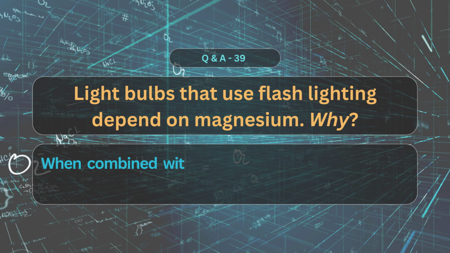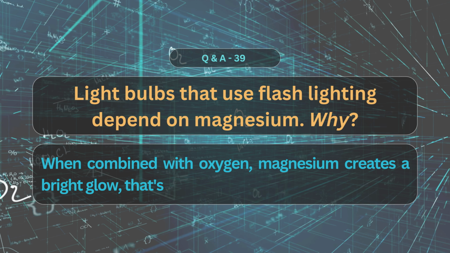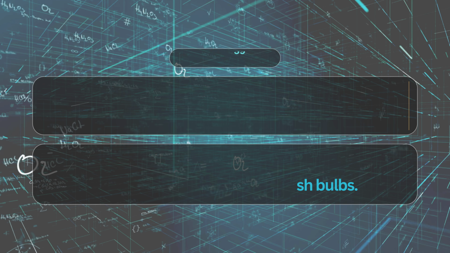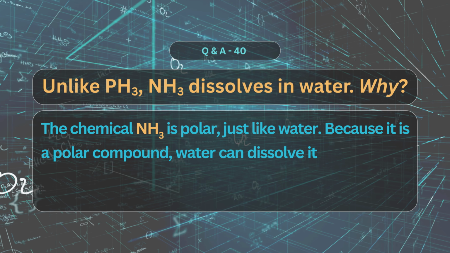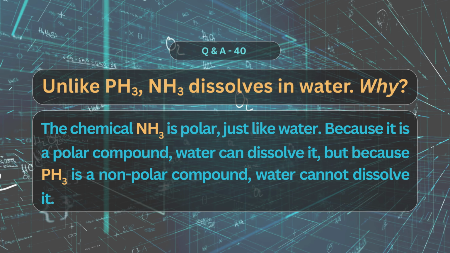Real-world application. Why is magnesium used in flares and flashbulbs? Its incredibly bright combustion is a favorite general science fact in GCSE. Comparing gases. Ammonia is highly soluble in water, but phosphine is not. It all comes down to intermolecular forces for IB chemistry.